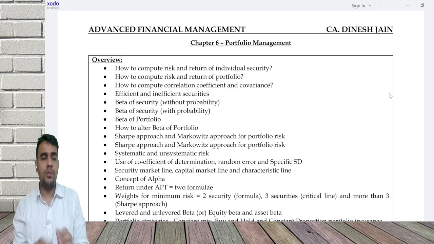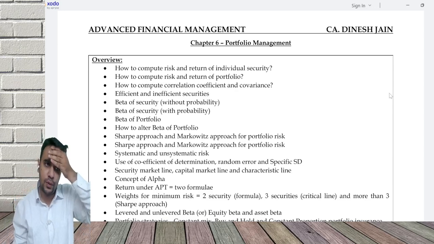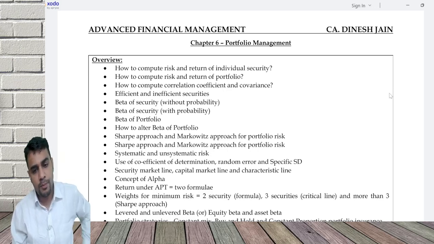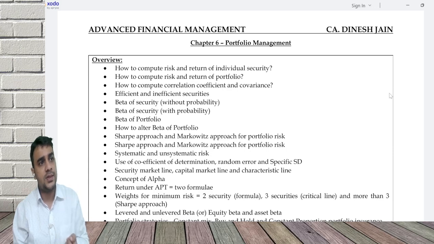Okay, let's now move to our next topic, which is portfolio management. First, I'll give a broad overview. We'll discuss the concept, and along with that, we'll do the problems. Now, portfolio management has multiple items. Like first, you need to understand how to calculate risk and return of an individual security.